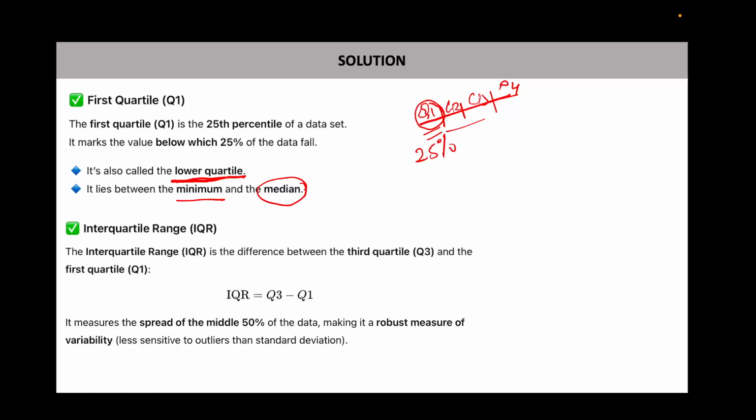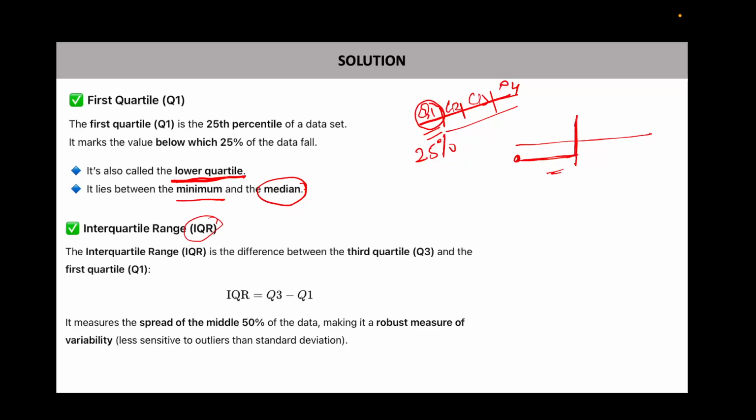So whatever data set you have, if you remember from the previous class how you calculate a median value, it is the exact middle value of your entire data set, and your minimum value will be the lowest value from your data set. So basically your Q1 will be somewhere between this range of your entire data set. That is how you calculate a Q1 value.